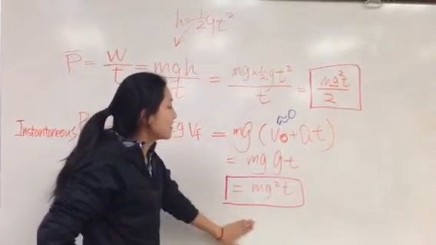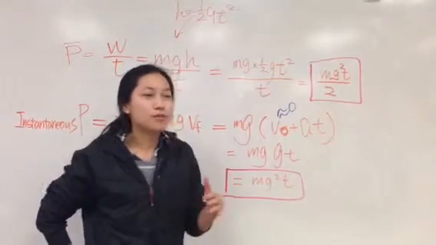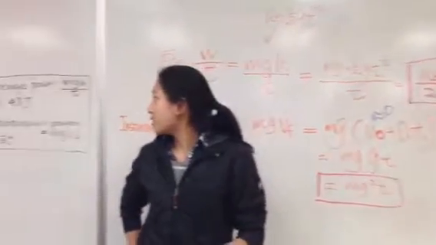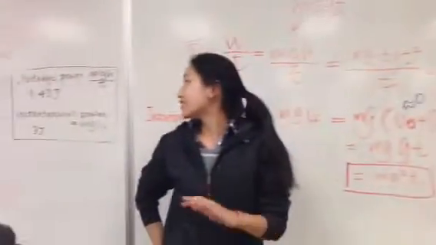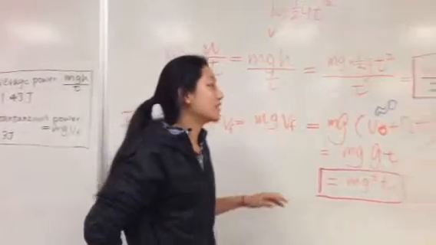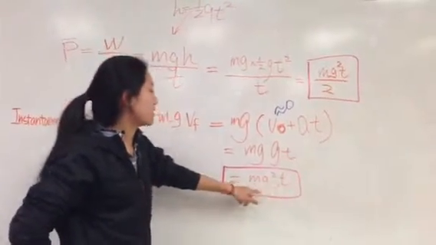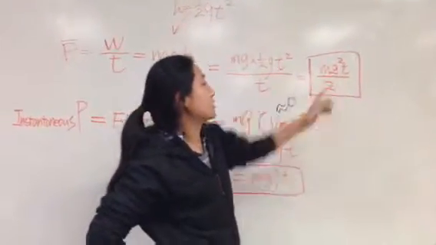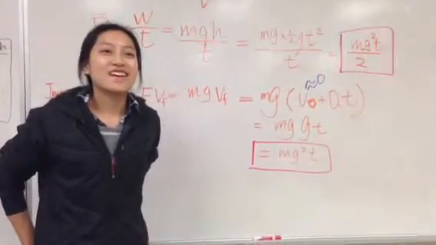So we can see the proof of why we have approximately twice the amount of average power as the instantaneous power. Because instantaneous power is mg squared t, and the average power is mg squared t over 2. So yeah.